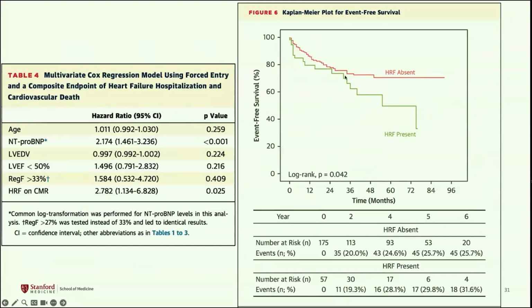And so you see here that in the patients who had holodiastolic flow reversal, that independently associated with a 2.8 times increased risk of cardiovascular death or heart failure hospitalization.